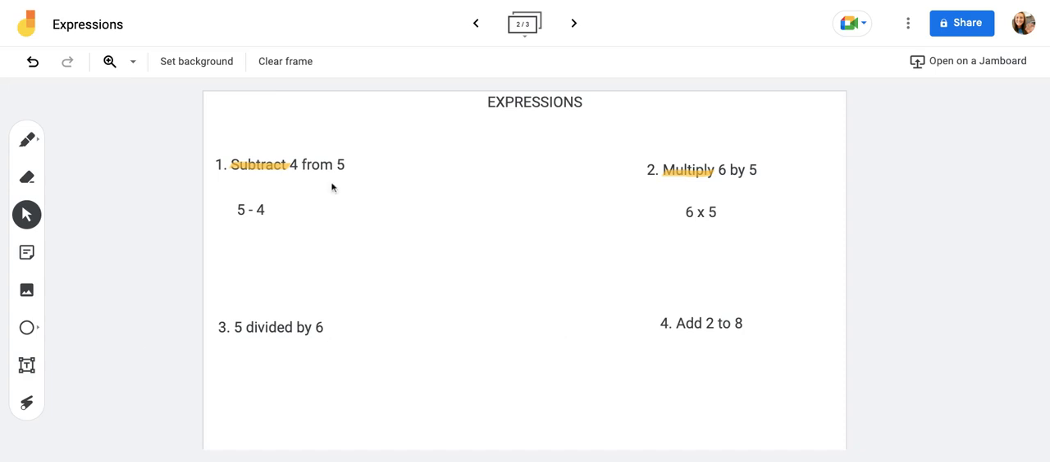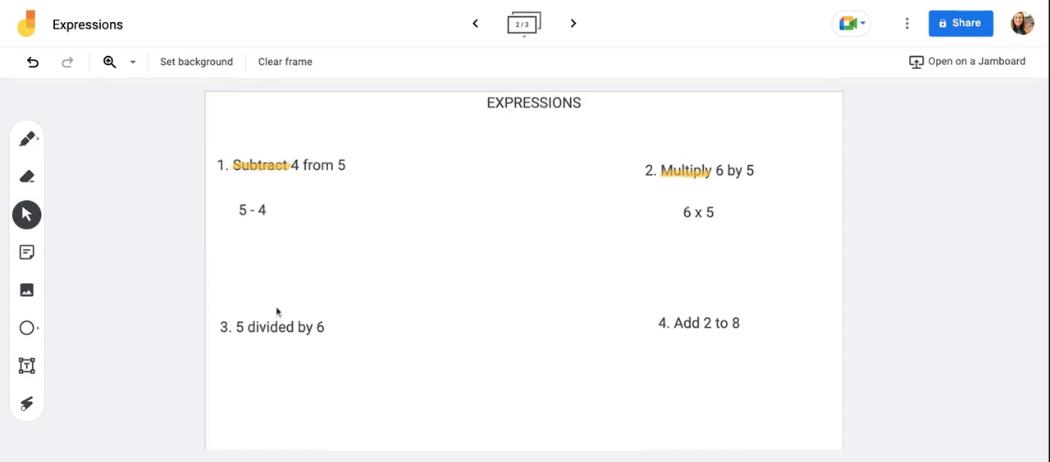Number 3 says 5 divided by 6. So when I have this one, again, I'm going to highlight my math word, divided by here. And this one I'm literally needing to write just as it's reading. 5 divided by 6. So I'm going to write my 5, I'm going to write my division sign, which I'll explain in just a second, and then my 6.